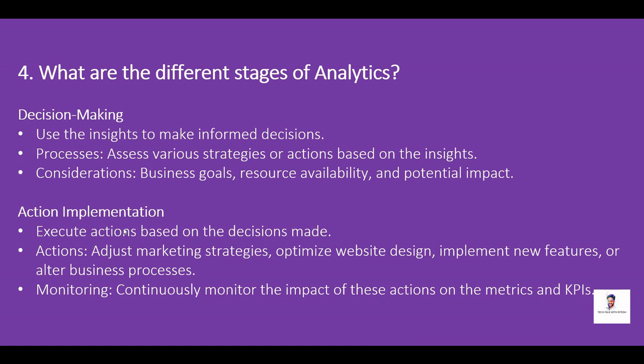And action implementation is one of the stages. So we execute actions based on the decisions made: adjust marketing strategies, optimize website design, implement new features. So for example, we see that on the checkout page, people are just leaving. So what is the issue? First, we need to find out that issue. This is just one example, and maybe there is a need to optimize the website on that page, right? So those types of actions we need to implement.